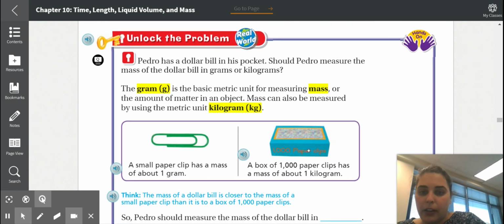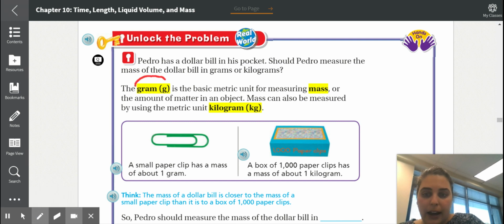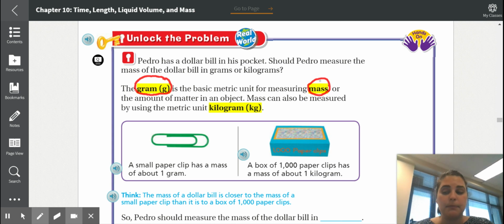So these three words we're going to use a lot today. The first one is gram. Okay, the gram is the basic metric unit for measuring mass or the amount of matter in an object. So another way to think about this is when you go to the doctor and the doctor or nurse tells you to get on the scale and they want to see how much you weigh.